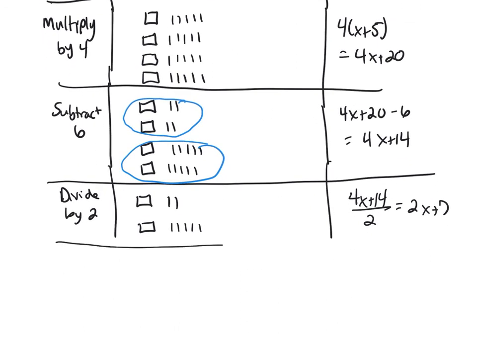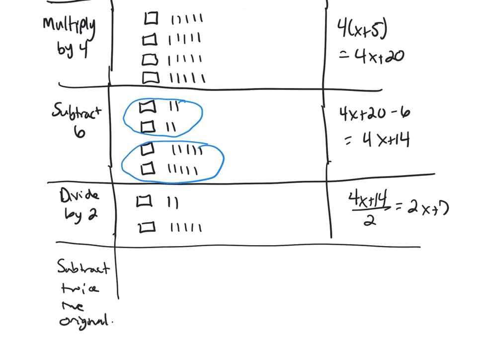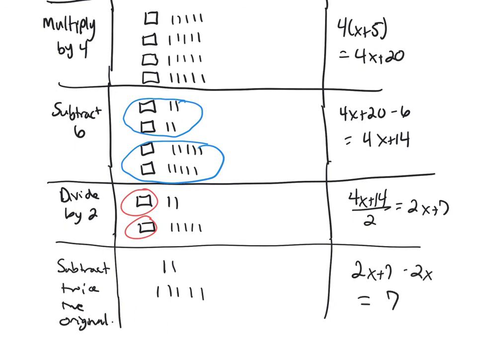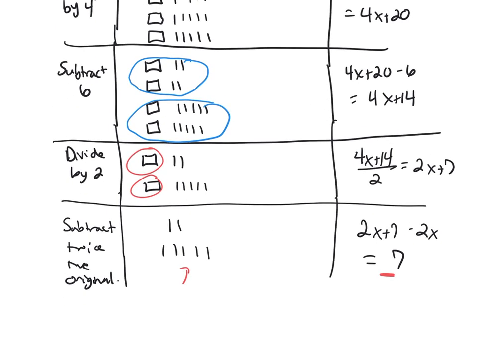And then finally, you subtract twice the original number away. So that means you're going to remove these 2 boxes here. So I'm going to be left with 2 lines. Subtract 2x, and you're left with 7. So in the end, no matter what number you start with, you end up with the number 7. So we've just proved that this number trick always results in 7.